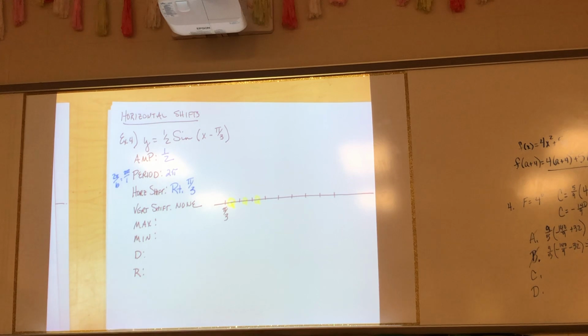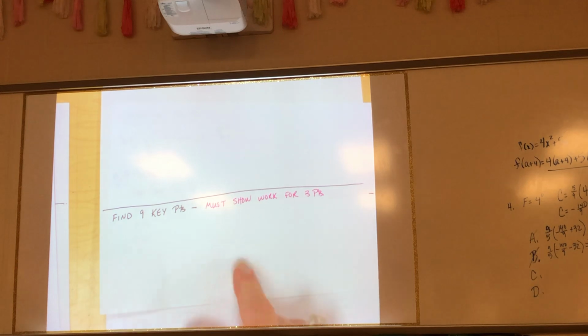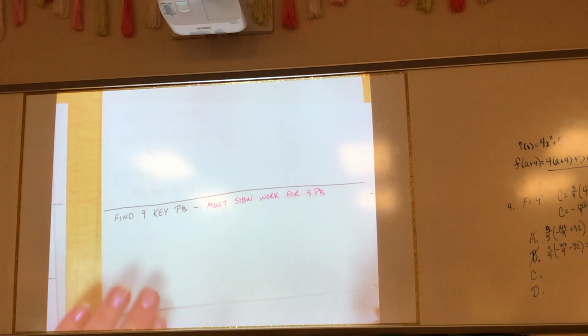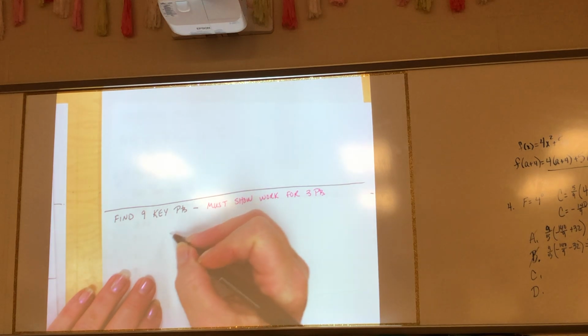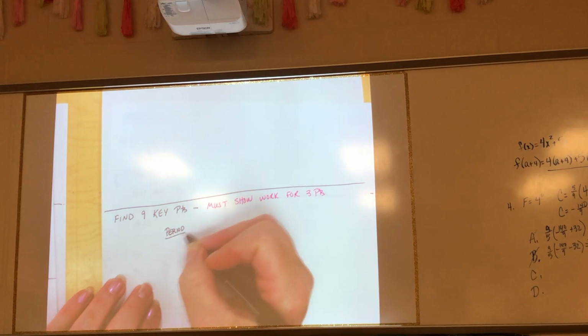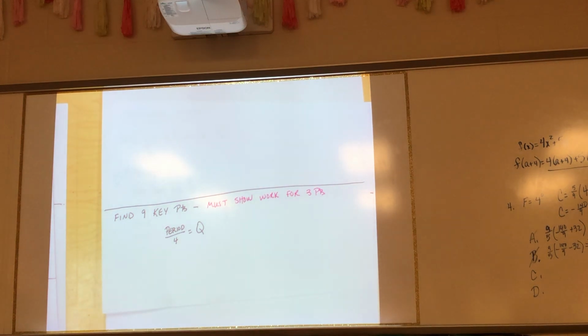Okay, so now go back over here at the bottom of this page, and I'm going to show you how to find those 9 points. The first thing you have to do is find Q. Tell me how to find Q. Divide your period by 4. Exactly. You're going to divide the period by 4, and that will be Q. And then, what is the first key point? Pi over 3. Why? Because that's my horizontal shift.